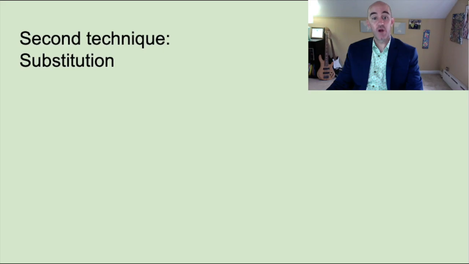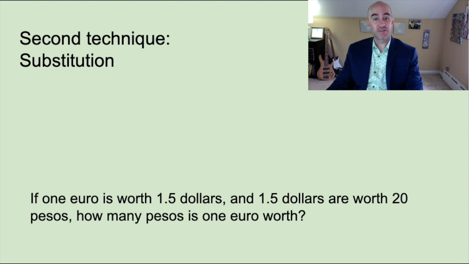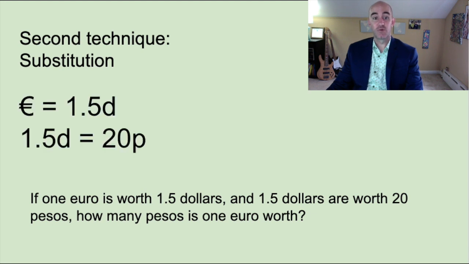This problem says if 1 euro is worth $1.5 and $1.5 are worth 20 pesos, how many pesos is 1 euro worth? Well, we could write a system of equations. This symbol means euro. Now to solve it, you might notice that there's something that's the same on both of these equations. Namely, that quantity, 1.5d, $1.50, shows up in both equations.